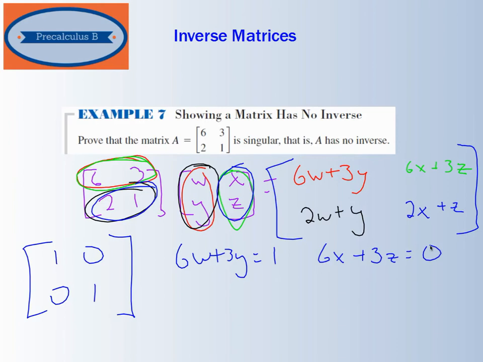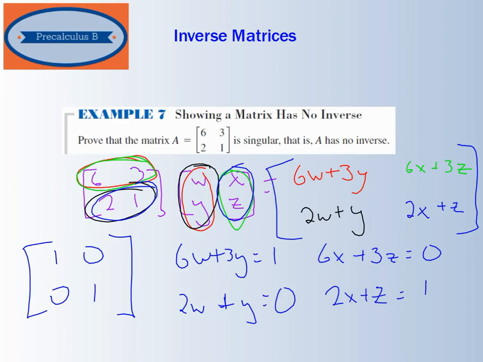I would know that 2w plus y would have to equal 0, and I know that 2x plus z would have to equal 1.